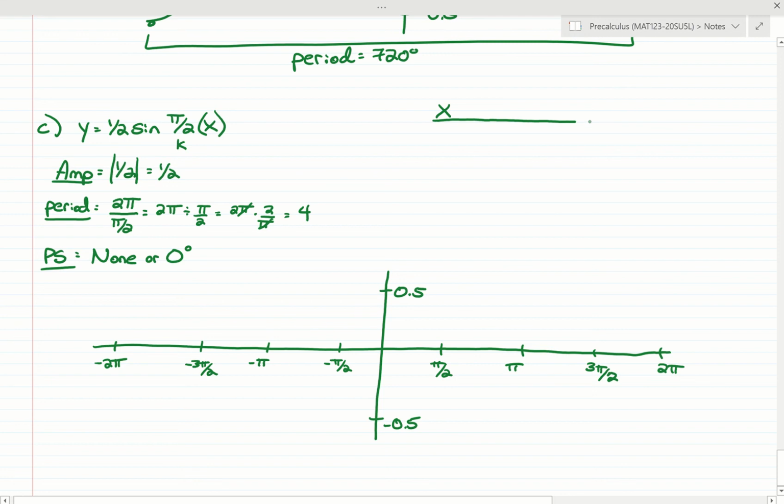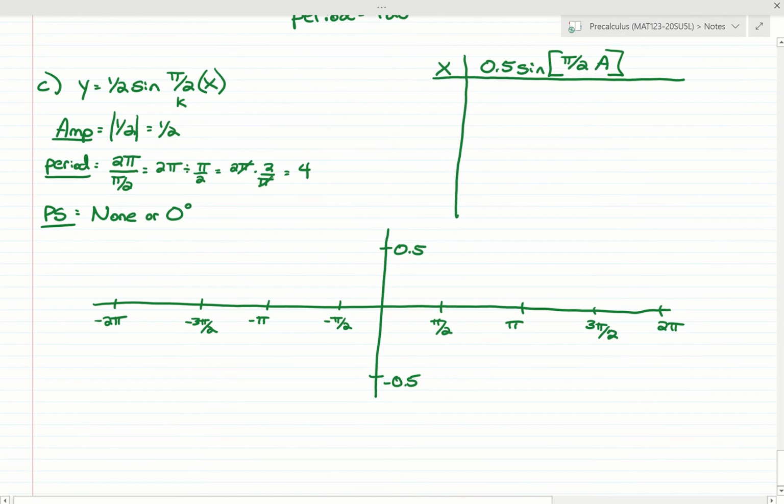Let's plot some points here. Because we are in radians, we'll use x. Now your calculator, you have to make sure you're in radian mode. So if you got a calculator, I recommend that you just hit the DRG button, go over to rad for radians and hit enter. And I'm going to type in 0.5 sine parentheses, pi divided by 2 and then a. That's how I'm going to type this in. And what I'll do is I'll start at 0, then I'll store pi over 2, then I'll store pi, 3 pi over 2. We'll see if we can figure out some kind of pattern here.